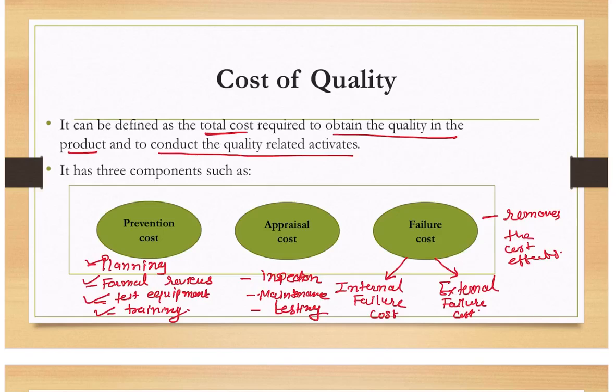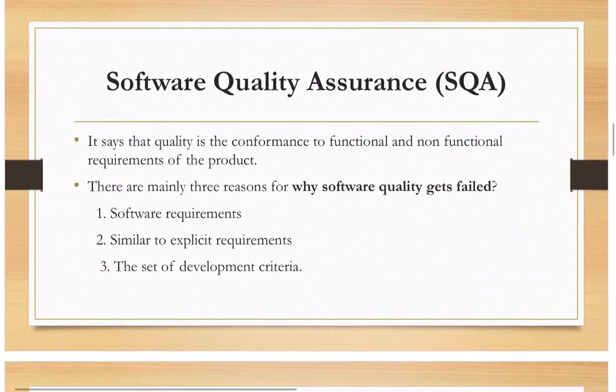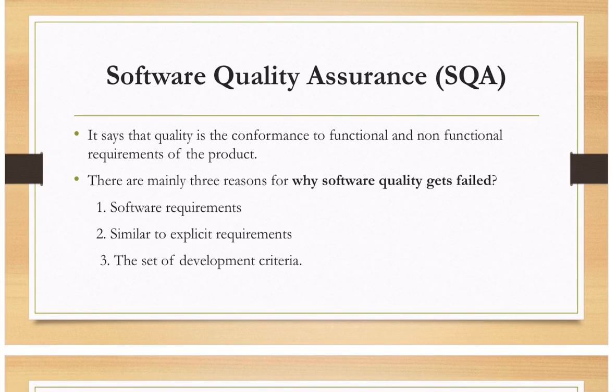Now, external failure cost is the cost of defects that occur in the product after delivering it to the customer. For example, product repair, replacement, or complaint processing. For example, warranty work, right? It goes to the external failure cost. Now we are all clear with what is quality assurance and what is the cost of quality.